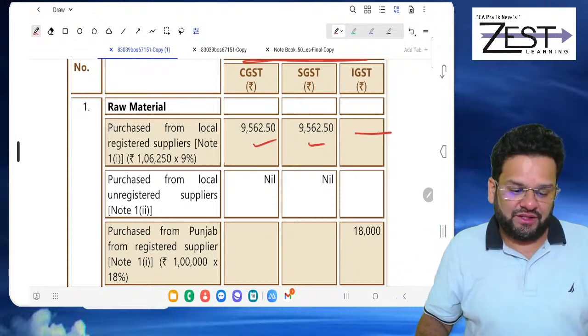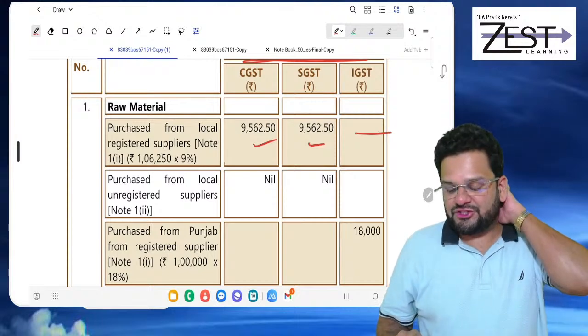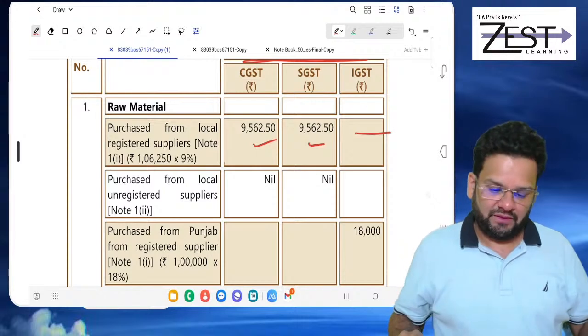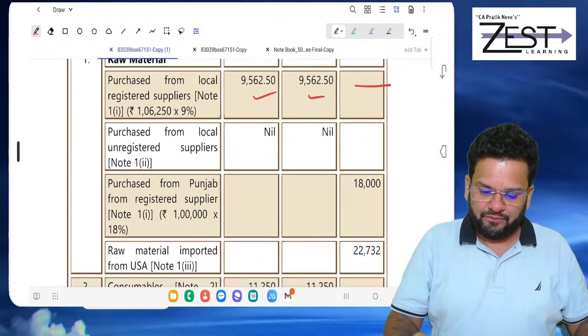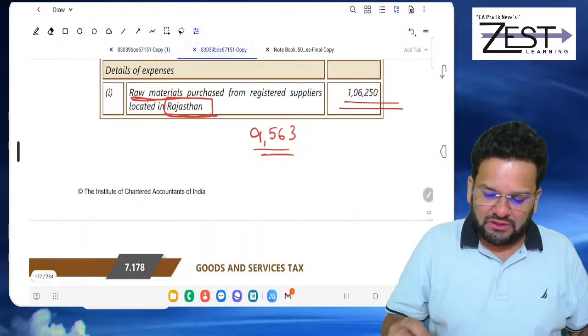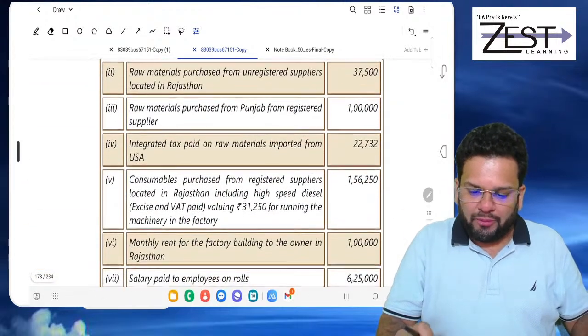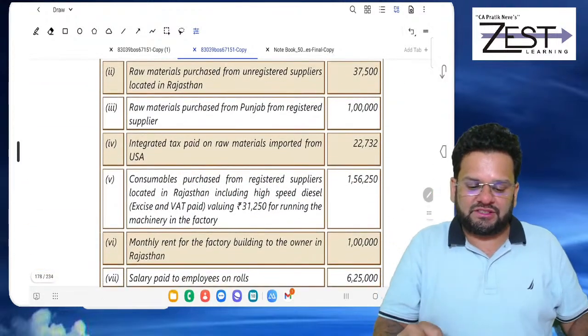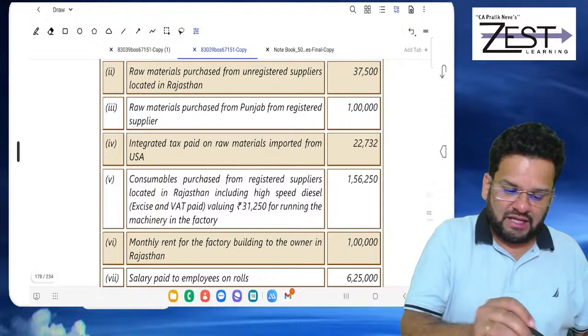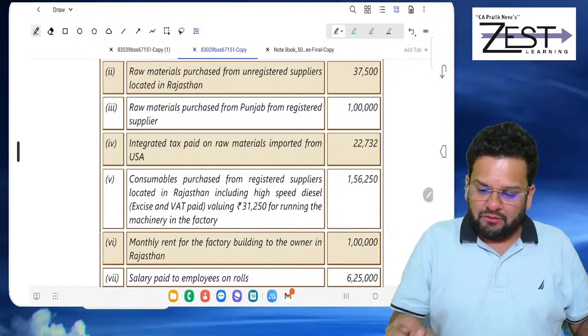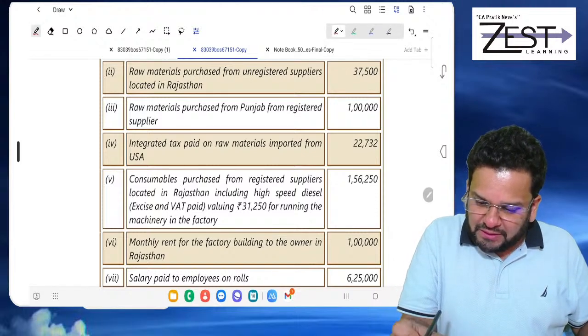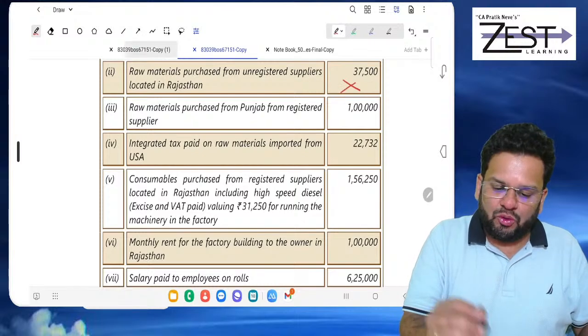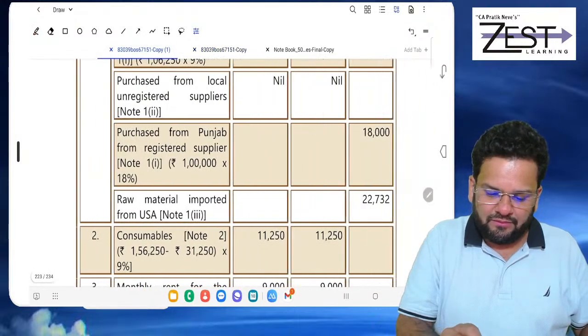See now, thankfully in this question, Institute has not done total column. It is not required also. Next, go for raw material purchased from unregistered suppliers located in Rajasthan. From unregistered supplier located in Rajasthan, there will be no ITC. So nil, nil.